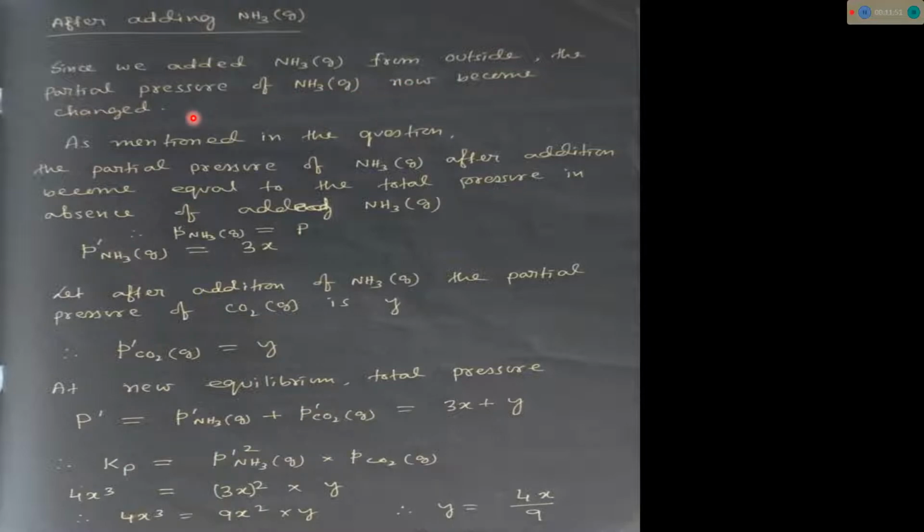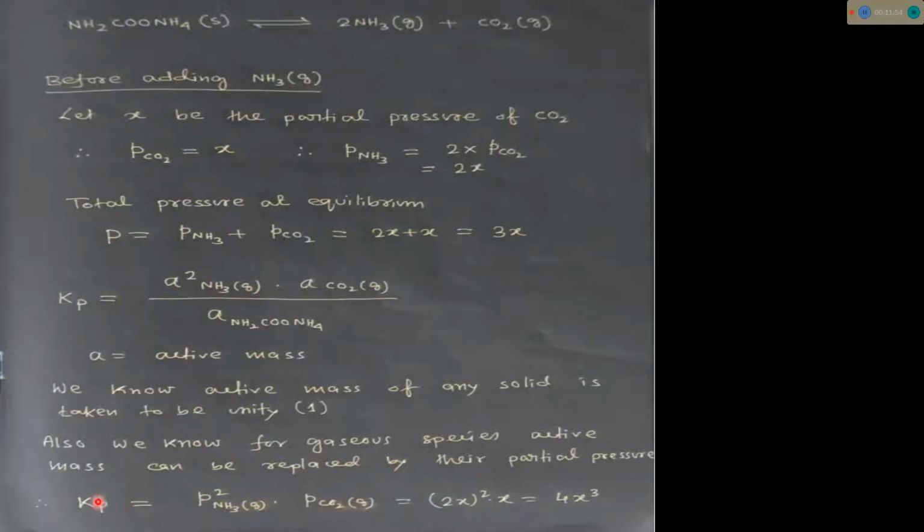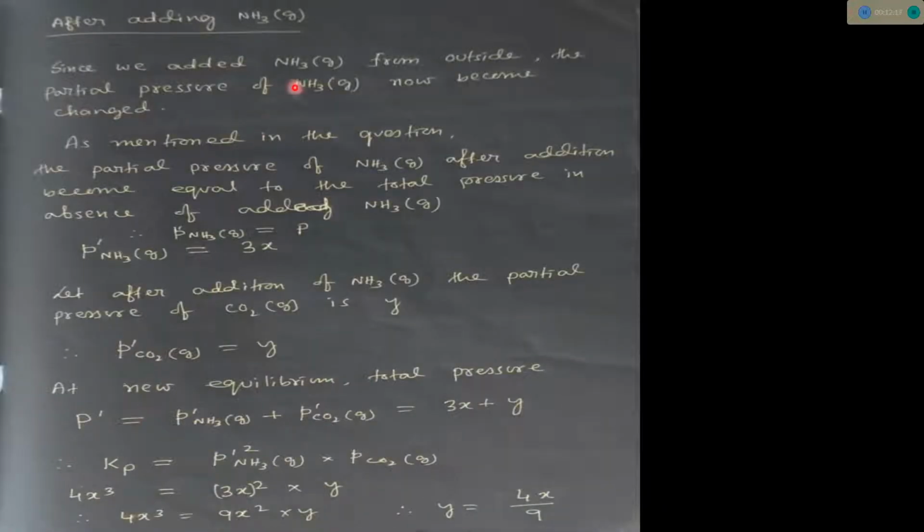Why? Because the Kp value for this reaction is constant. If we are adding ammonia gas or CO2 gas from outside, then the partial pressures will change, but the Kp value, that is the equilibrium constant value, will remain constant. To keep this Kp value constant, since we are adding ammonia gas from outside, the partial pressure of ammonia gas as well as the partial pressure of CO2 gas become changed in these new equilibrium conditions.